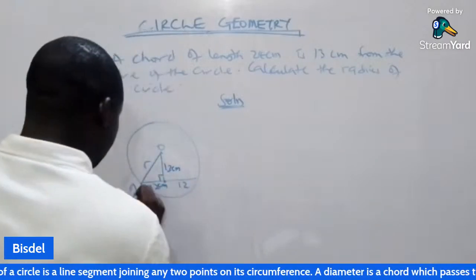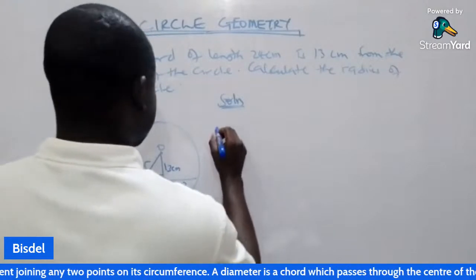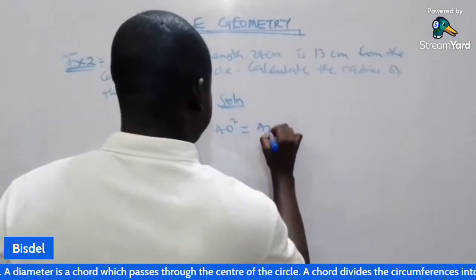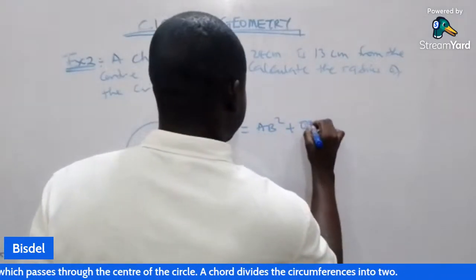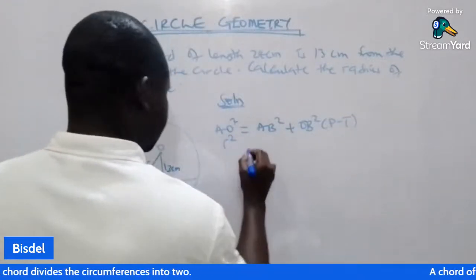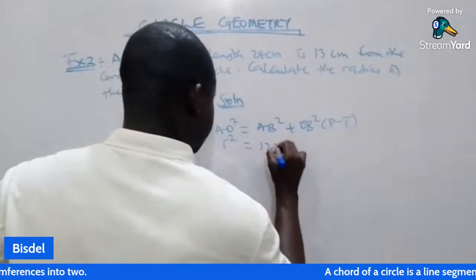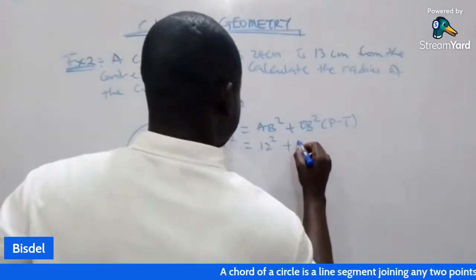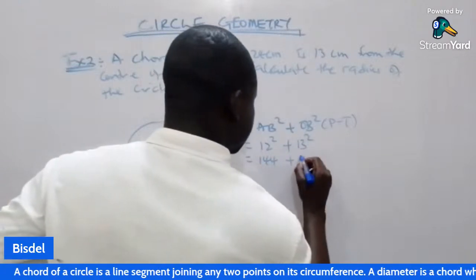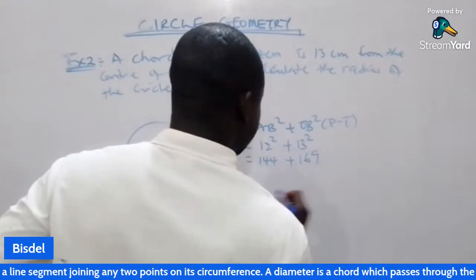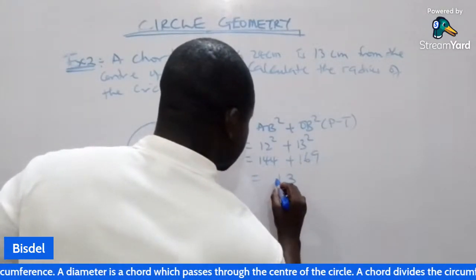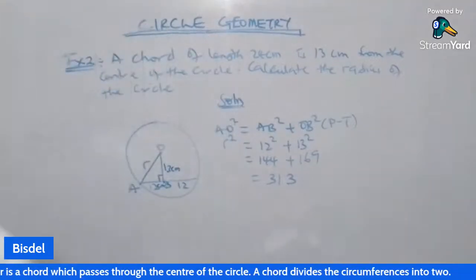So we apply Pythagoras theorem. We can say AO squared is equal to AB squared plus OB squared. AO squared is the radius we are looking for. AB squared is 12 centimeters, plus OB squared, that is 13 squared. So we have 144 plus 169, and that gives us 313.